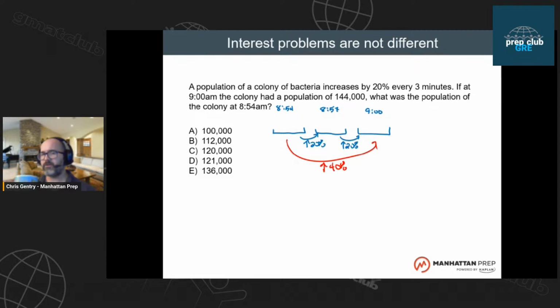Why does that not work? Open question to anyone. You cannot just say that's the same as a 40% increase from beginning to end. What's wrong with that idea? 20 plus 20 is 40.